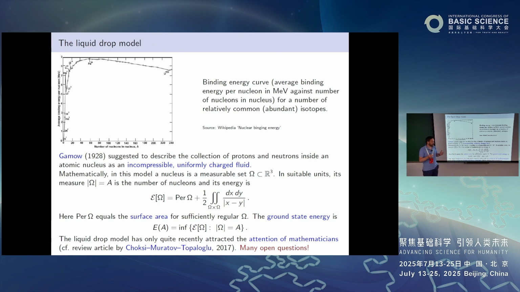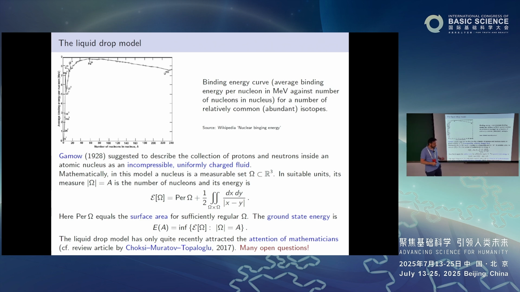Okay, so what was Gamow's idea? Gamow's idea was that a nucleus is just some subset of R3. Any set in R3 can be a nucleus. And then the measure of that set we call the nucleon number. Of course, I should say that we ignore units. The number is proportional to that measure, but I set these units all to 1. So the measure of the set is the nucleon number.